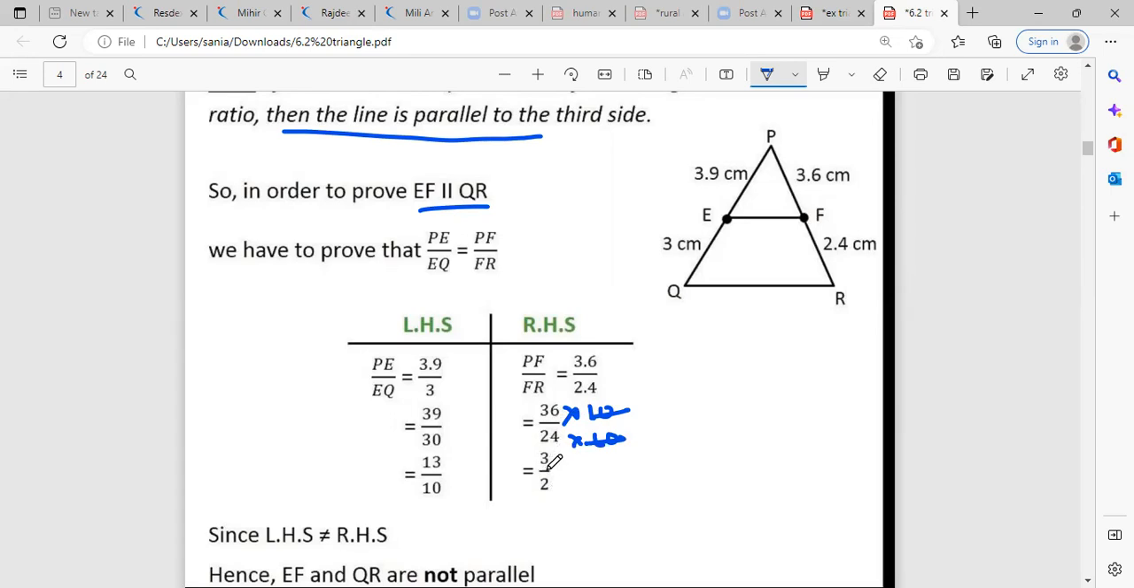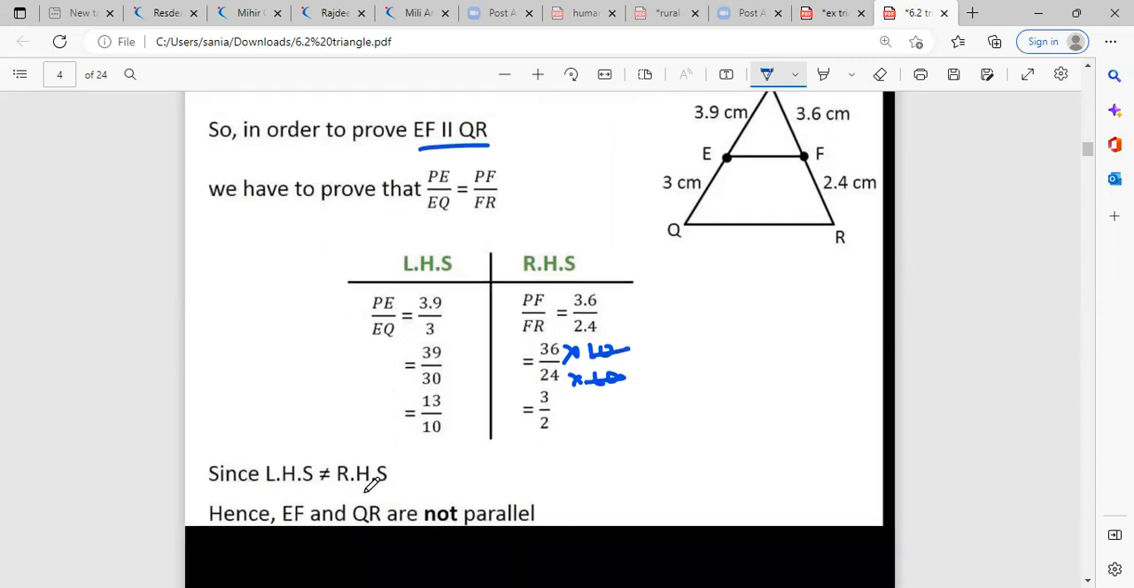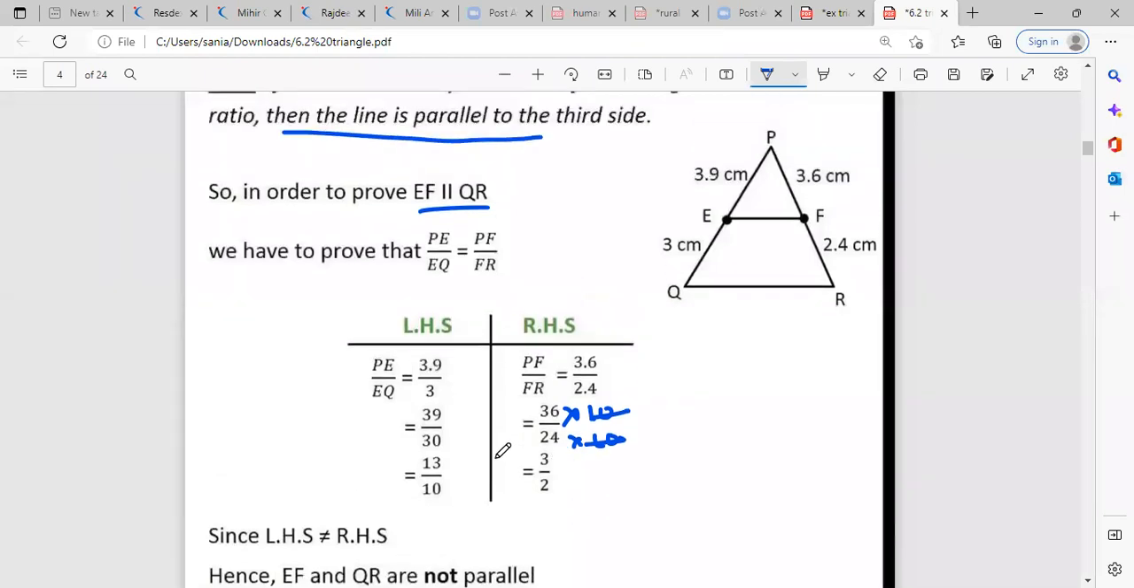Okay. So this means LHS is not equal to RHS, therefore they are not parallel. Clear? In this case, if you got the answer, for example, here also you are getting 3 divided by 2, then you can say they are equal. So LHS is equal to RHS, which means they are parallel. So you'll quickly write it down and then you will do the second part.